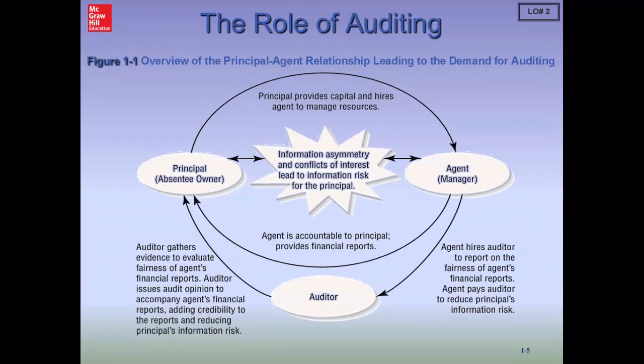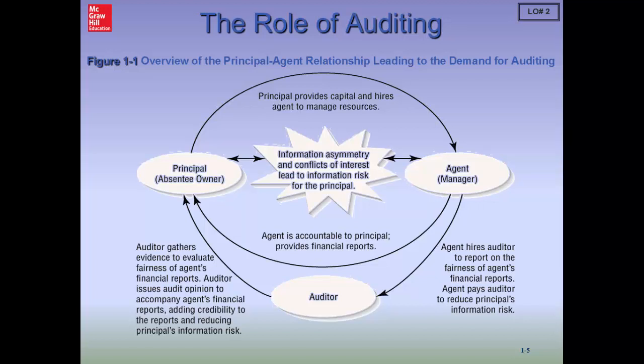So what you see here is the principals, or the owners of the corporation, are interested in understanding what is actually taking place within the organization. The primary means of communicating what's taking place is through the financial statements. However, there is a general distrust between principals and agents, and the reason there's this distrust is because agents have their own self-interest. So here comes the auditor.